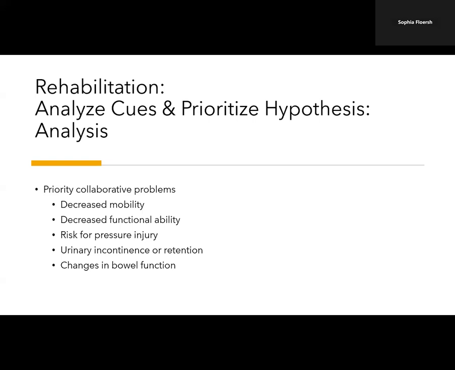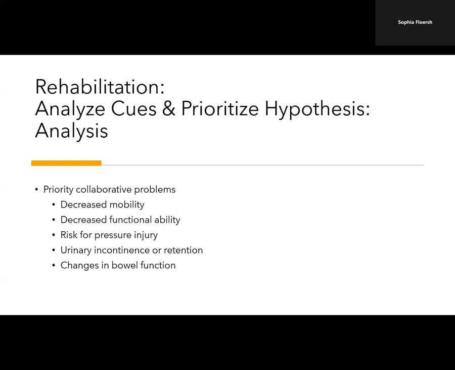Analyze the cues and prioritize hypothesis. So, priority collaborative problems. These are problems that are associated with everyone. Decreased mobility. I've assessed my patient. I know that they have decreased mobility. So now I need to figure out what I should do about this decreased mobility.